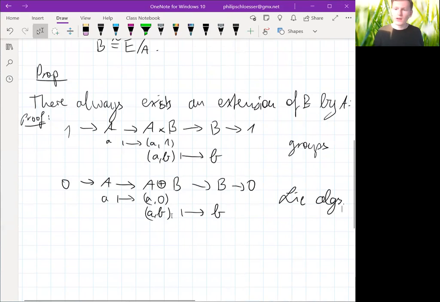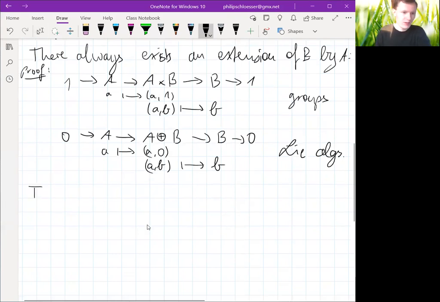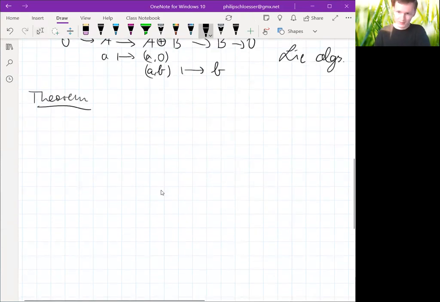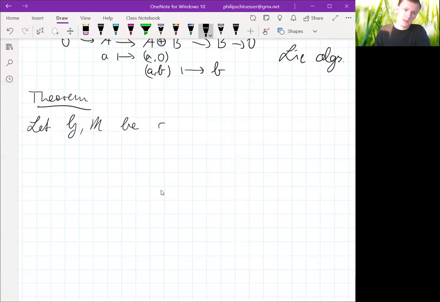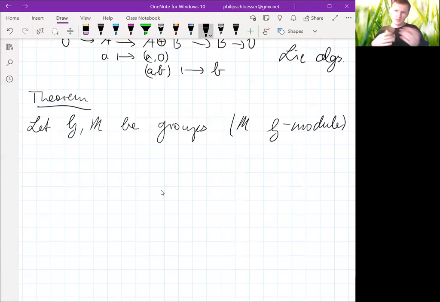And now the question is, are there more such extensions? And the big theorem that we are going to prove now is that those extensions are precisely classified by the second cohomology group. So we're going to consider the case of groups first, and we're going to switch our notation a bit. Let G and M be groups, such that M is abelian, such that M is also a G-module. So an abelian group with a G action that behaves nicely with the addition on the group.